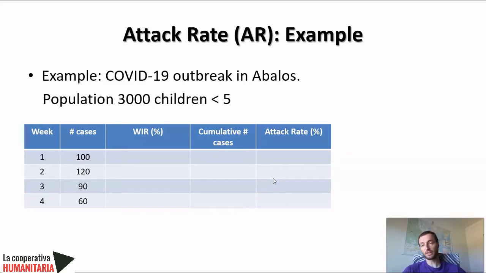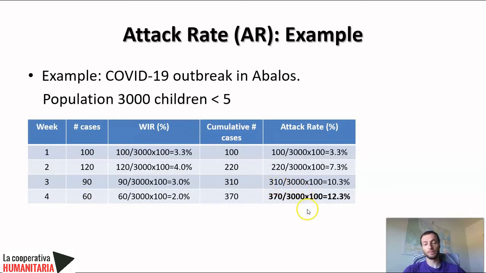Good. These are the results. If you calculate everything, it would be something like that. So 100 cases divided by the population, 3.3%. The last week, 60 cases, same population, 2%. But when we go to attack rate, we must add all the cases. So the last week, we have 100 plus 120 plus 90 plus 60, 370 cases in total.